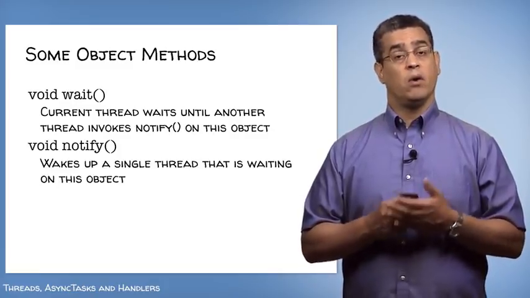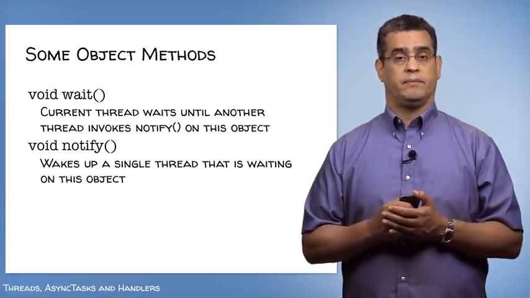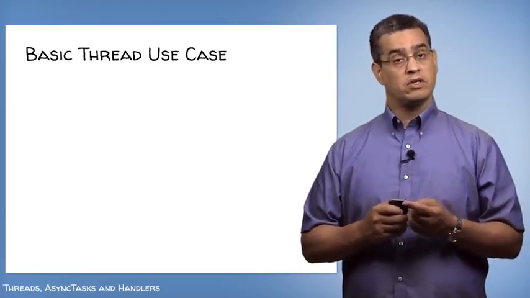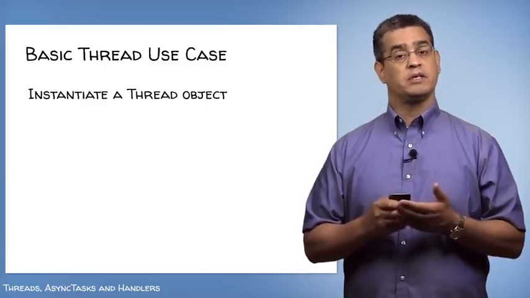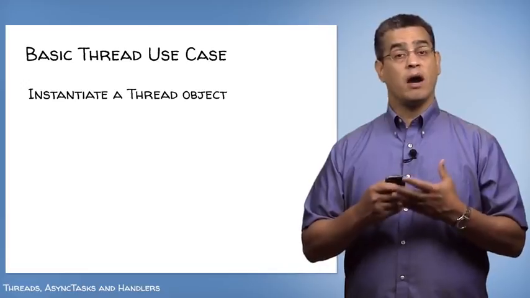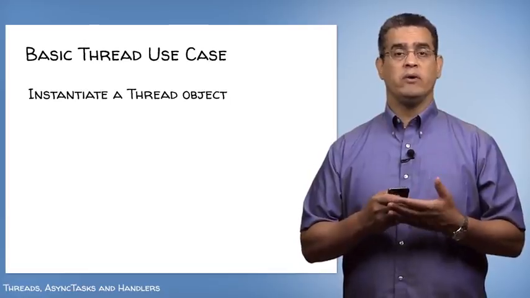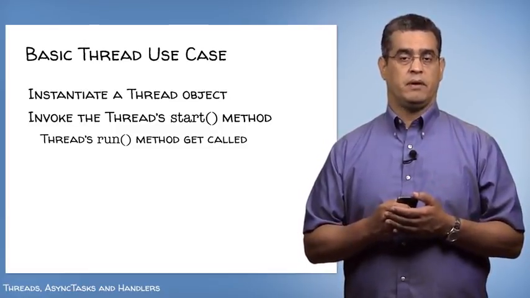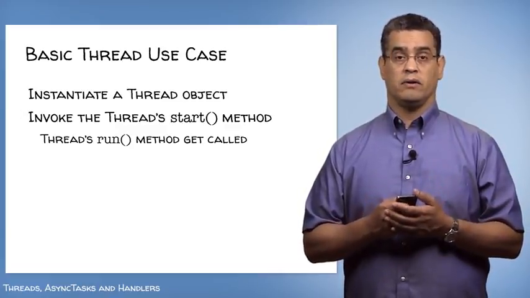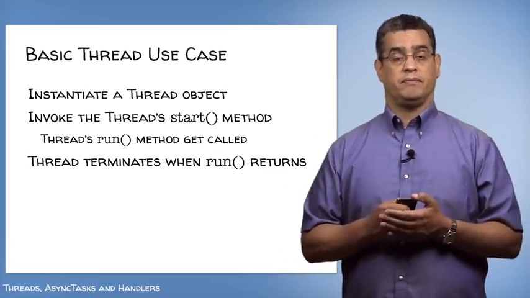The notify method wakes up a single thread that is waiting on this object. Now, to use a thread, you normally do the following things. First, you create the thread, for example, by using the new Thread command. Threads don't automatically start when you create them. To start the thread, you need to invoke the thread's start method. Doing this eventually leads to the thread's run method being called, and the thread continues executing until that run method terminates.